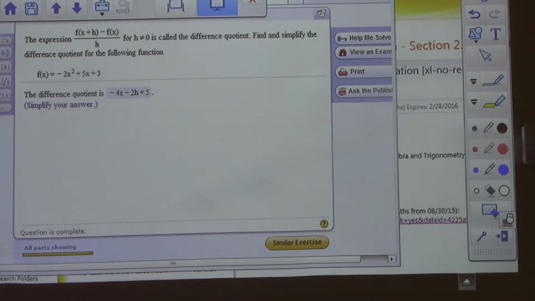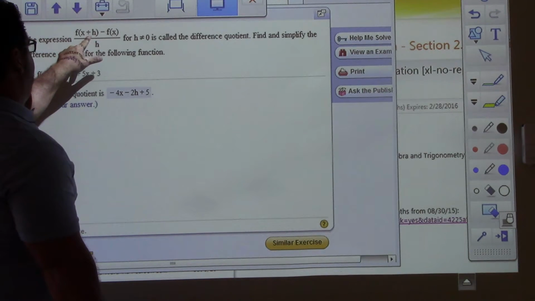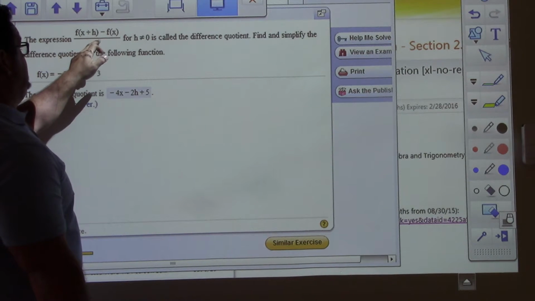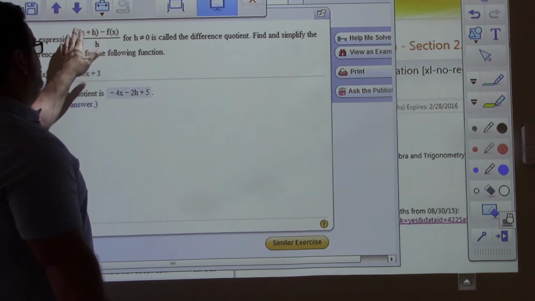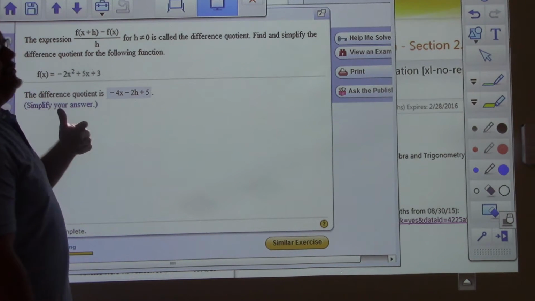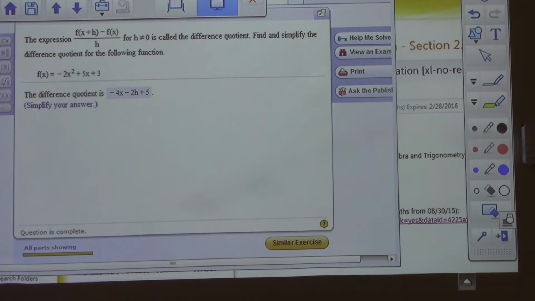So, what do you do when you're dealing with something like this? Well, this is the same as f of 3 minus f of 2, except you've got f of x plus h minus f of x. What do you do if that was f of 3 and f of 2? What would you do with the 3 and the 2? You plug them in. So what do you do with the x plus h and the x? Plug them in.